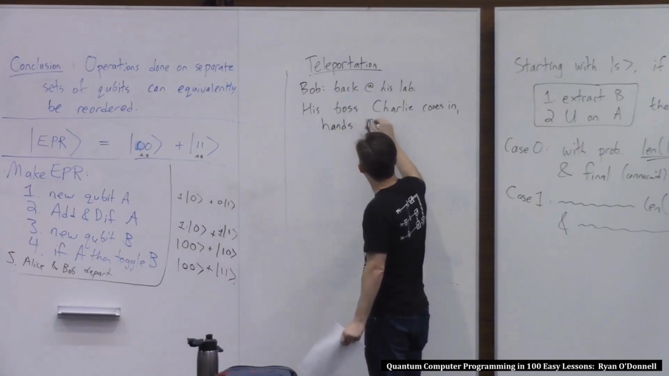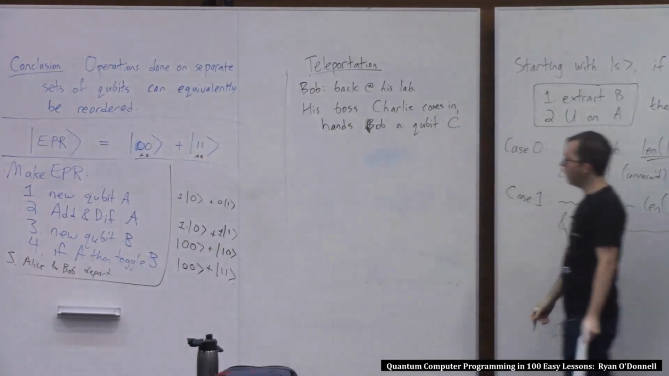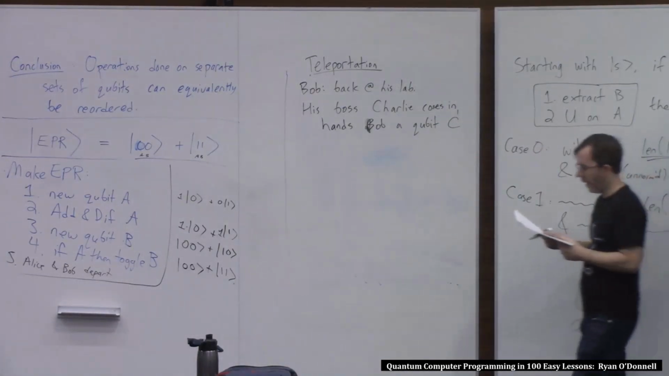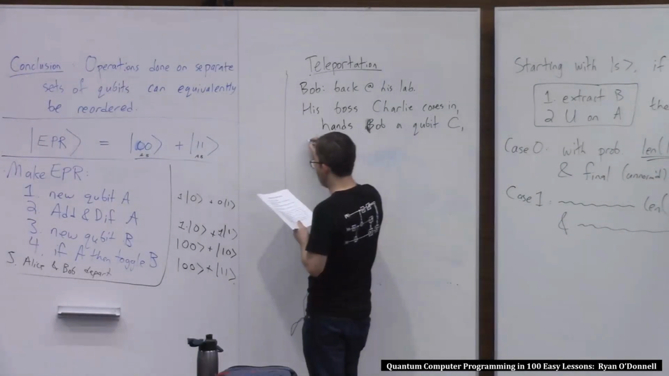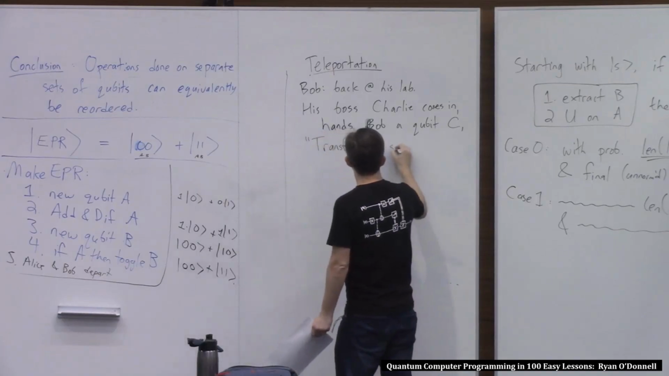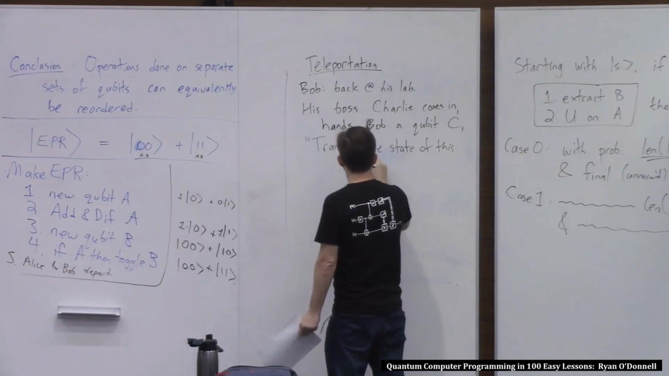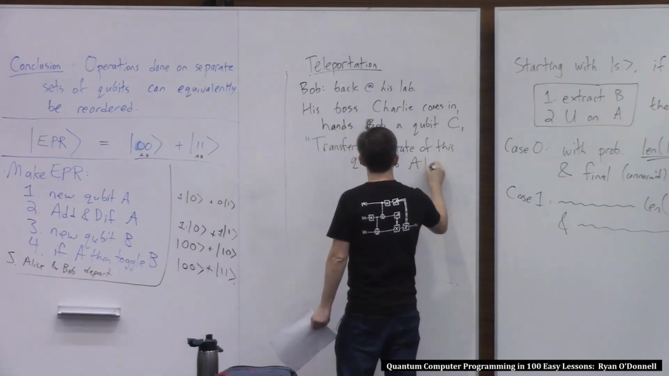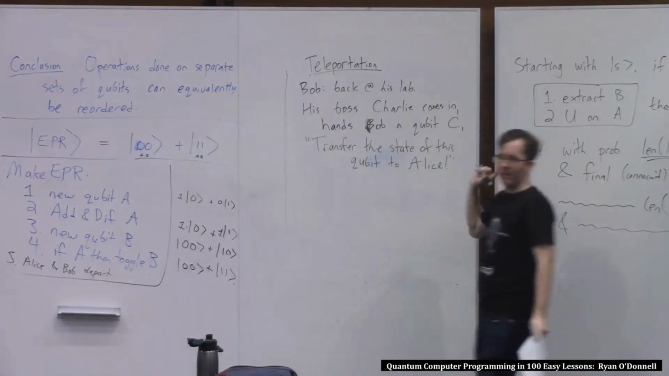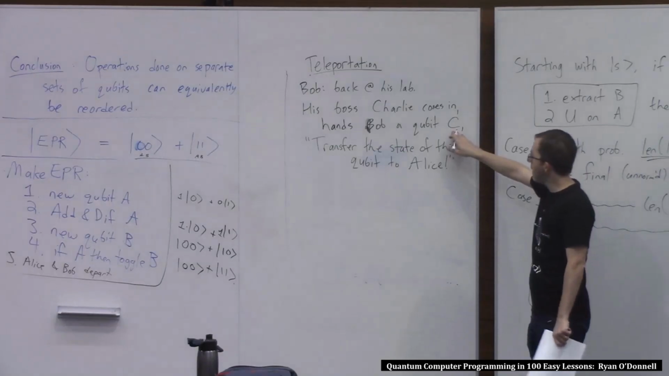which we'll call C, which maybe Charlie made themselves. And Charlie commands Bob, please, Bob, transfer the state of this qubit to Alice. Now notice I said transfer the state of this qubit. He's not necessarily telling Bob, get this physical object that is this qubit over to Alice. He just wants Alice to have a qubit that's in the same state as C.